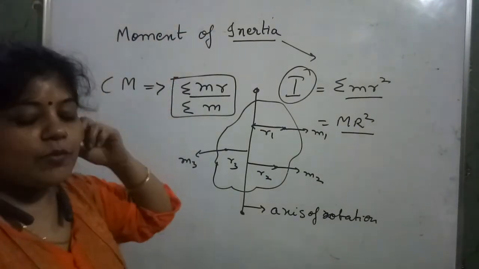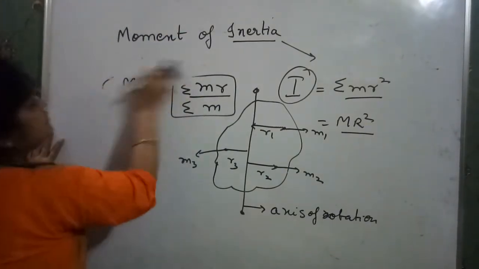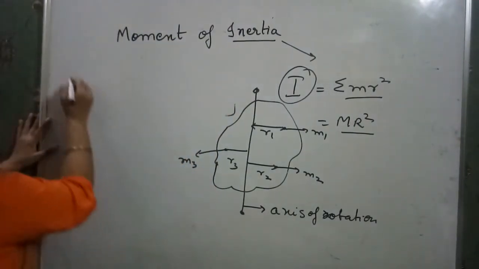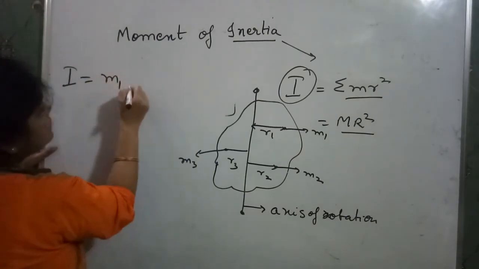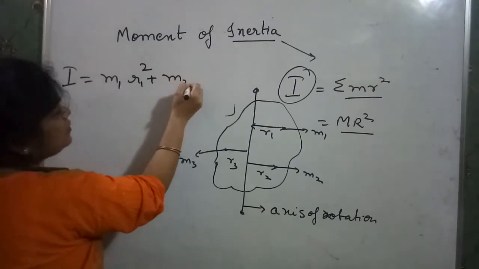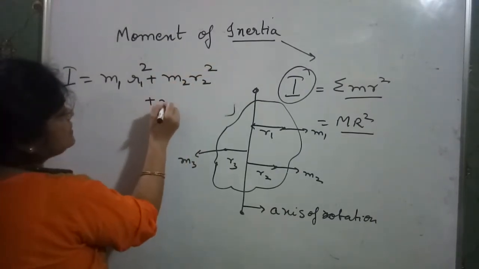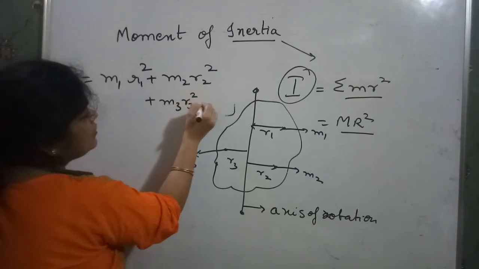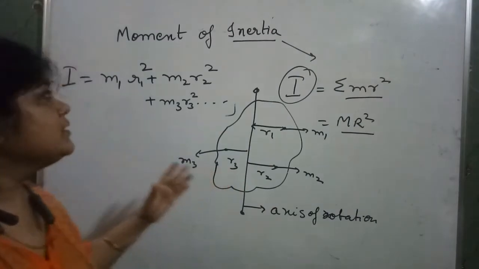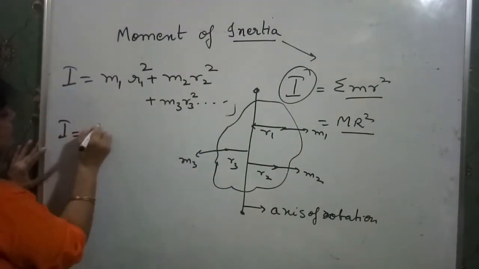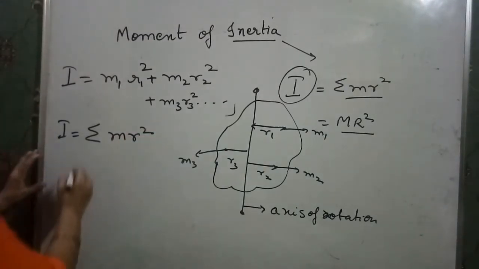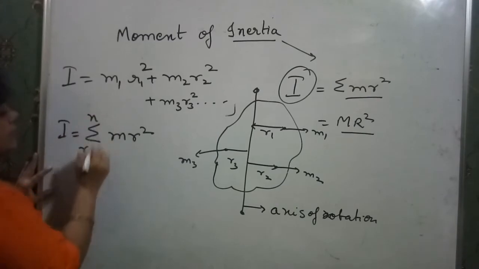Now how will we find the moment of inertia for this rigid body? We just take the sum of all: moment of inertia is equal to m1 r1 square plus m2 r2 square plus m3 r3 square, and so on, for the number of particles, the small elements we can take in the rigid body. So overall moment of inertia is the summation of m r square. Clear?